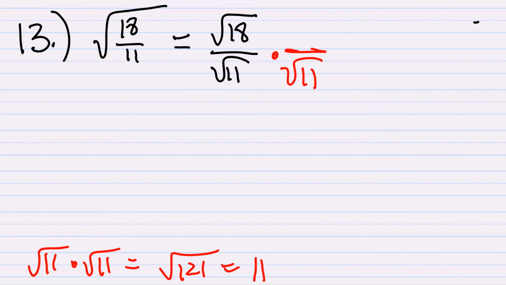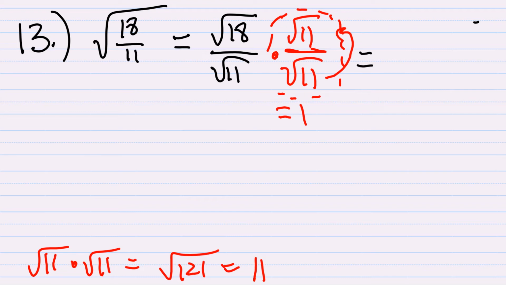Now, I'm only allowed to do that if I make the top match. Because remember, whatever I made up, this red box right here, it has to equal 1, or I'm changing the value, and that's against the rules. So I'm going to multiply the top and the bottom. Both 18 and 11 are in jail, so I multiply those two together to get 198.